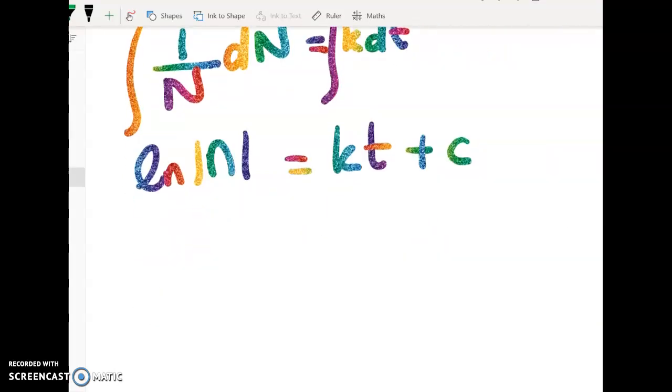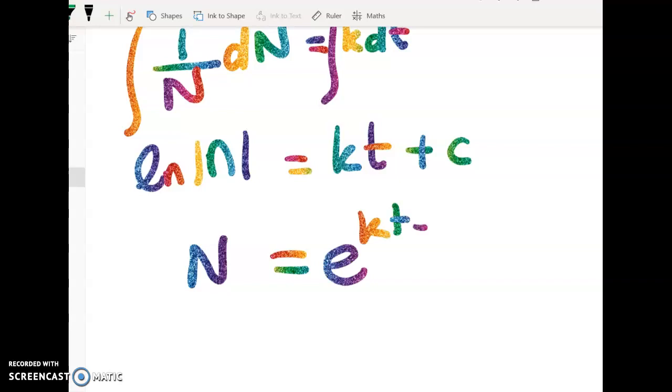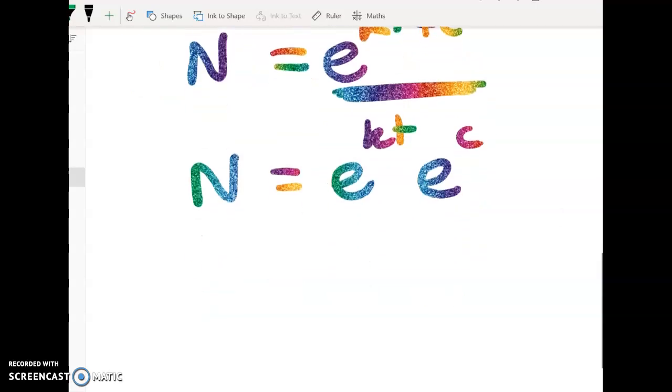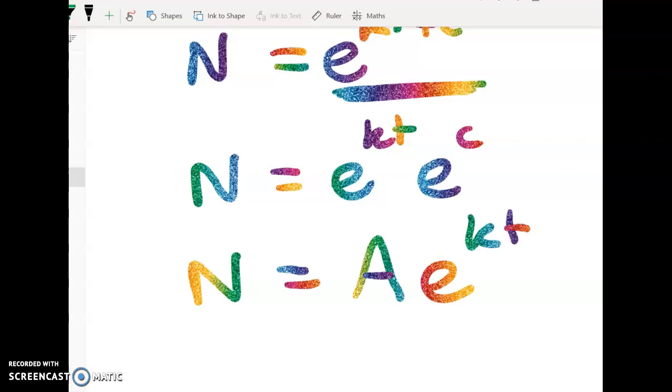So now I'm going to e to both sides, or exponentiate both sides, and I get n is equal to e to the power of kt plus c. Now I know that I can lose the absolute value signs because I know that this thing here has got to be greater than 0. That's the simplest explanation. Splitting that up, I get n is equal to e to the kt times e to the power of c, and we can rewrite that constant as a big A, so A e to the kt.